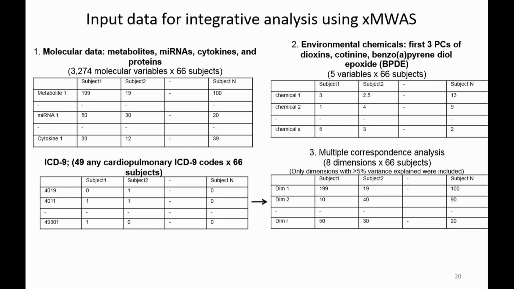So as I mentioned, we had data for 49 different ICD-9 codes for each one of these subjects. So the subjects were coded 0 or 1. So it was a binary matrix where 1 meant that the subject was given or assigned that ICD-9 code. 0 means that they were not assigned that ICD-9 code. So we did some pre-processing for this ICD-9 matrix and identified principal components of these ICD-9 codes.